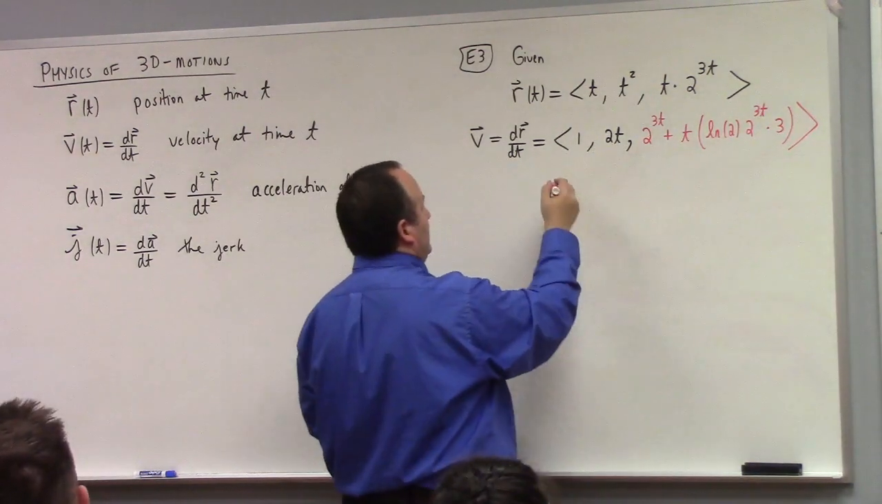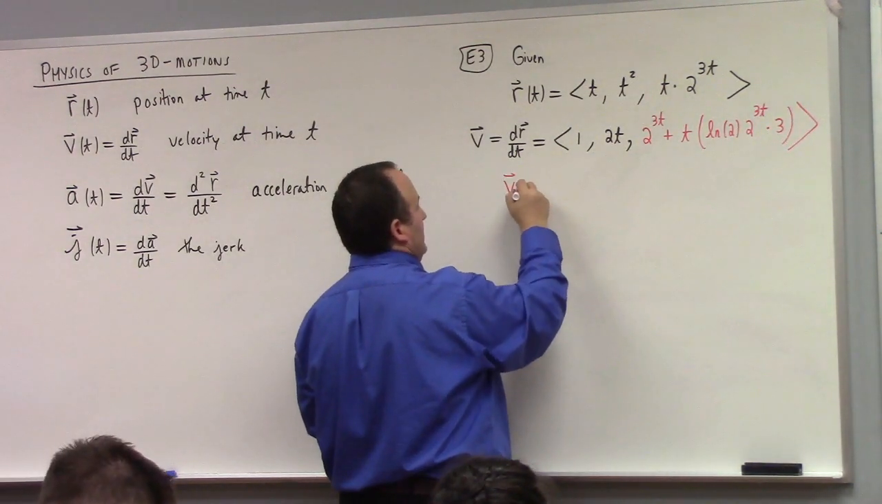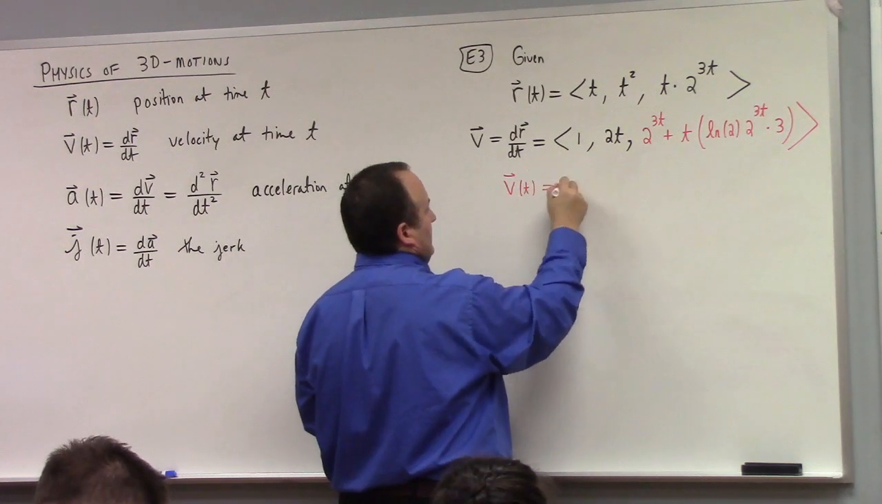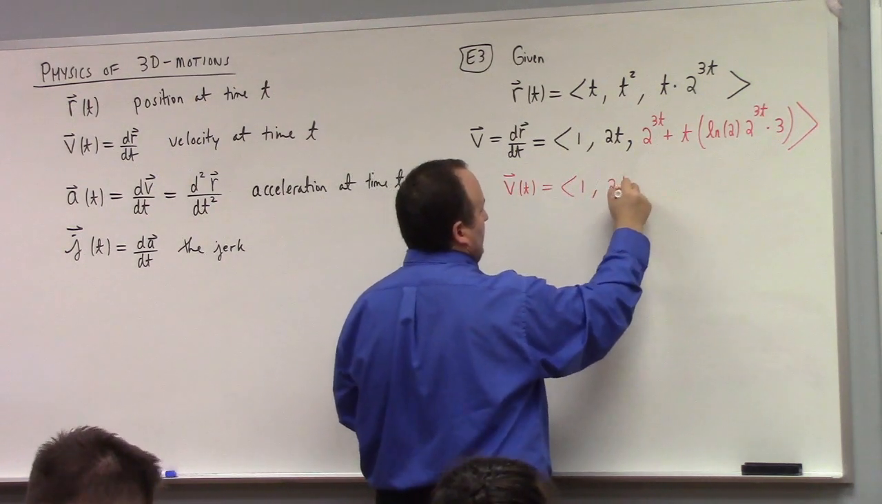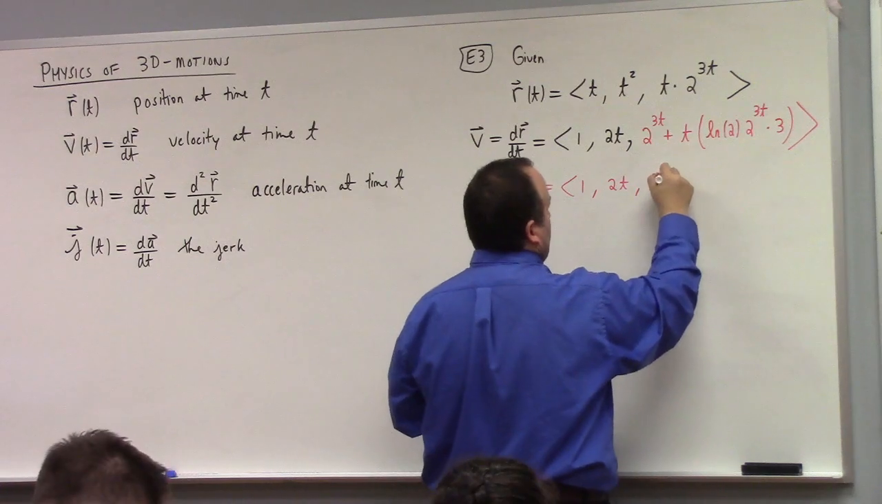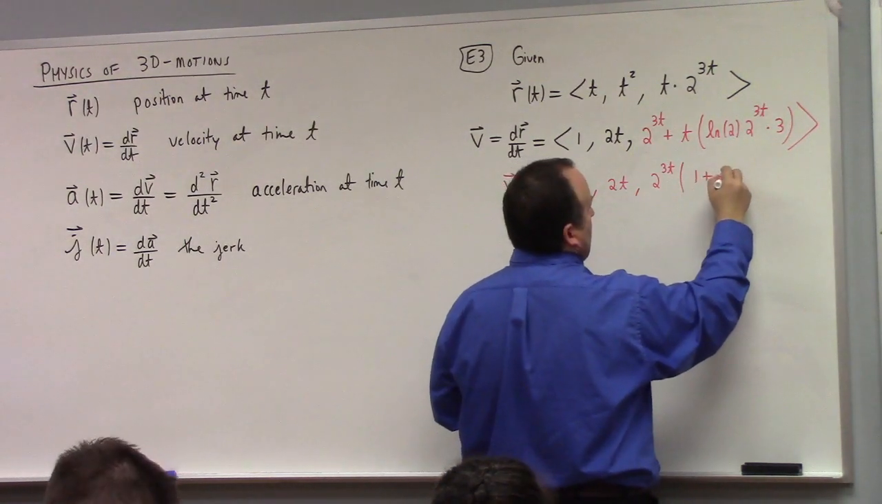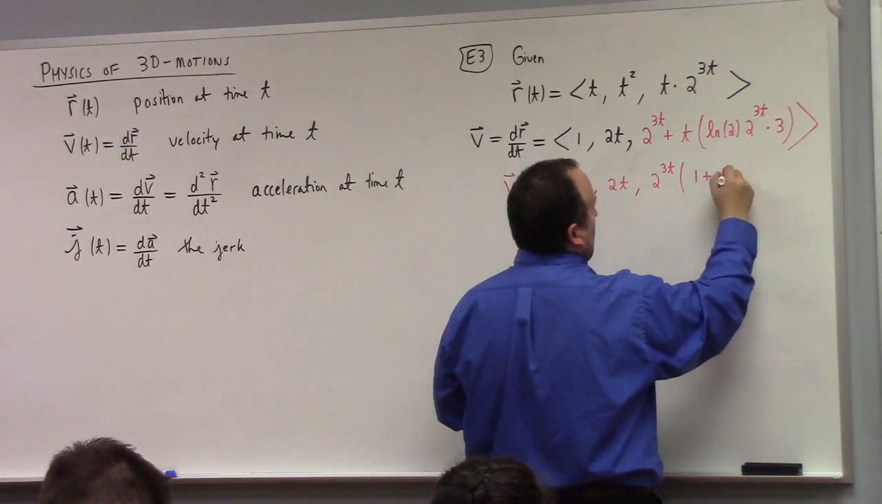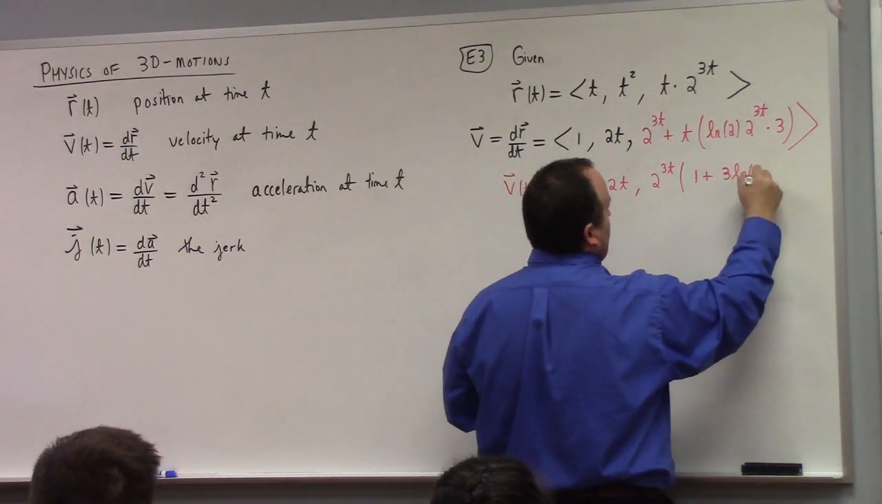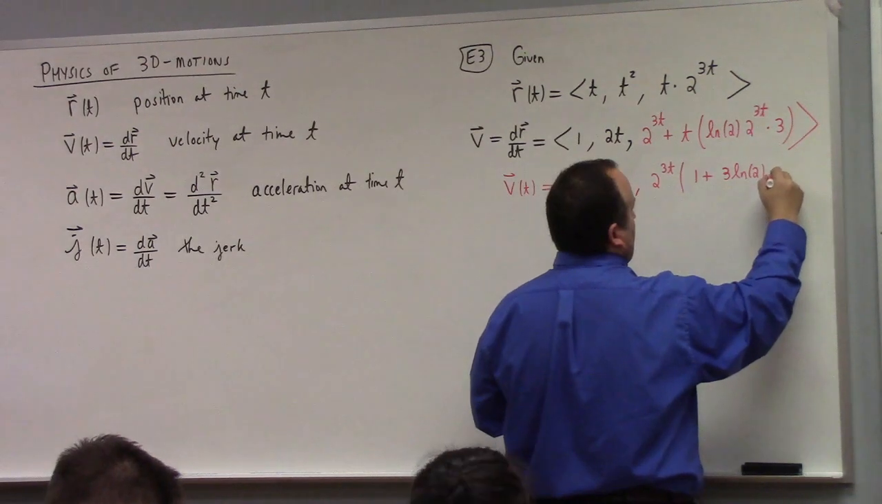Now that's bothering me. Let me clean it up. So the velocity at time t is 1, 2t, 2 to the 3t we could factor out, right? And that's 1 plus 3 natural log of 2, all times t.